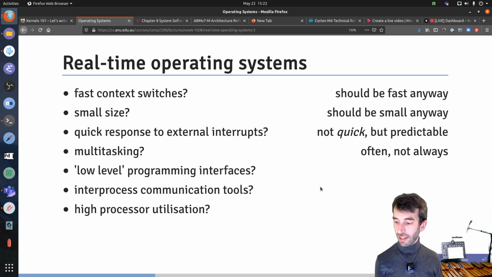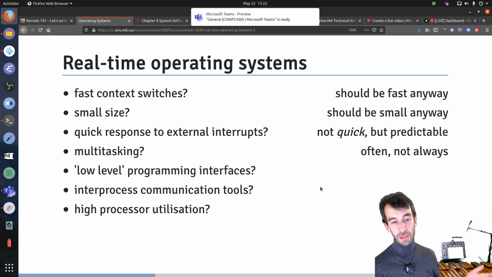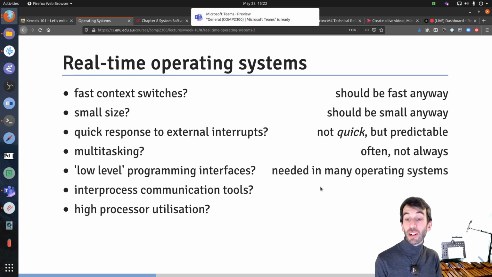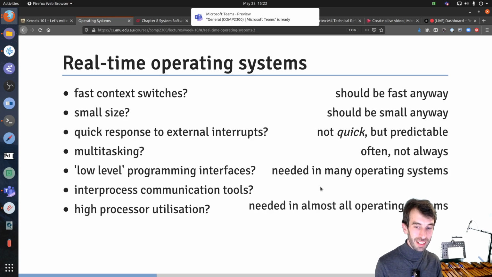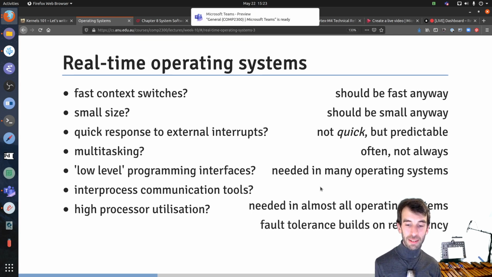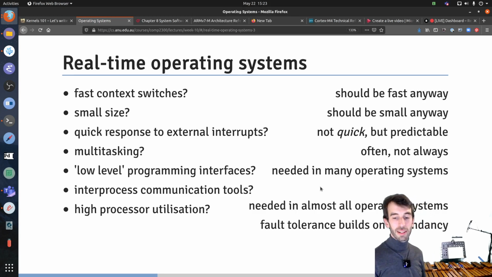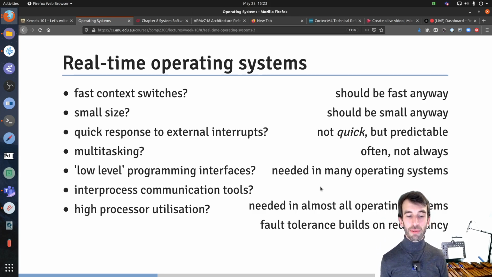Multitasking is maybe a requirement, but it's not always. We don't have to be multitasking. We might be running just one very simple application. Every operating system needs to have a low-level programming language, so that's not really a focus in this particular scenario. Inter-process communication, well, almost all OSs need that as well, so it's not a particular requirement here. And then maybe we'd need some kind of redundancy or fault tolerance rather than using the processor completely efficiently.